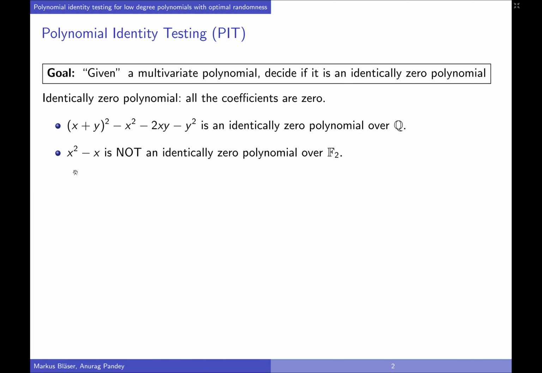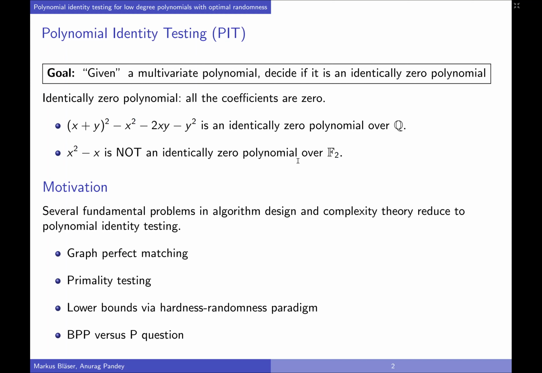On the other hand, if we are given this polynomial x squared minus x over the field F2, then even though it evaluates to 0 on both the field points, we say that it is not an identically zero polynomial. So PIT is quite fundamental both from the perspective of algorithm design and complexity theory.